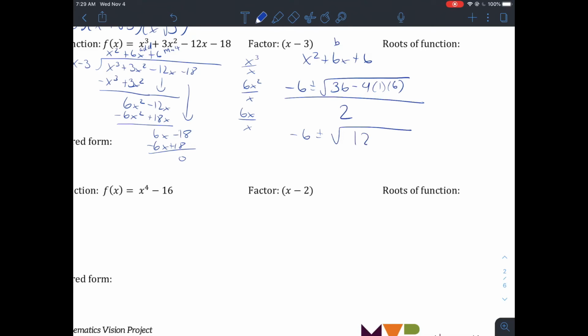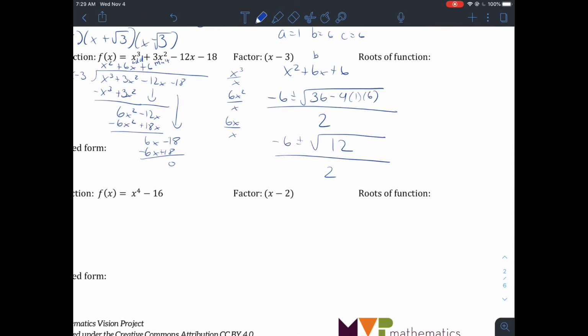Yes, root 12 over 2. And then we have to simplify this further, right? To break down the root 12, we're going to get negative 6 plus or minus, and we can pull something out. For 12, we get 4 times 3, so we can pull that 4 out, and it becomes a 2. So we get negative 6 plus or minus 2 root 3, all over 2.